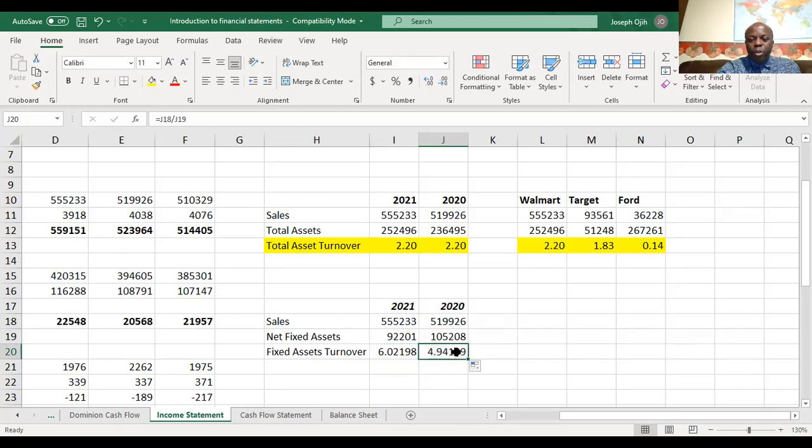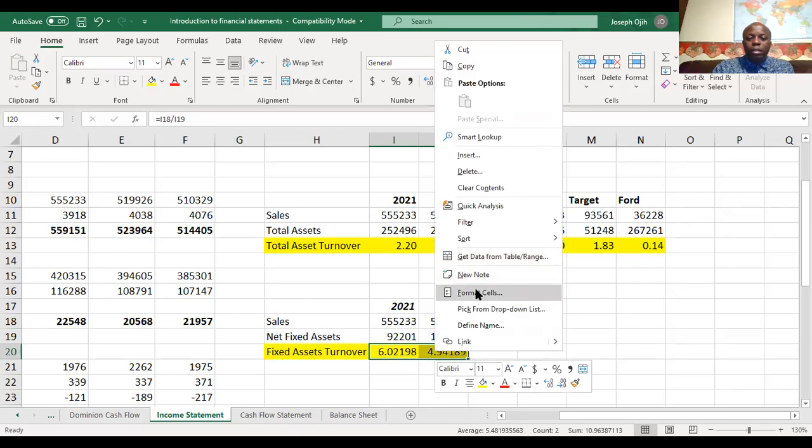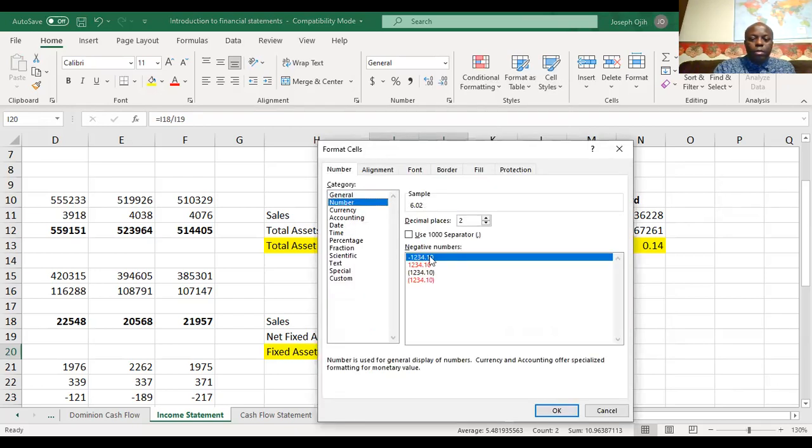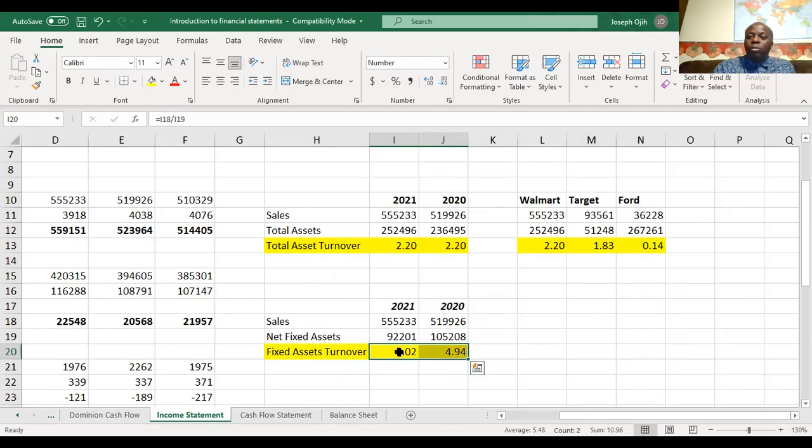You can see that there's an improvement. Walmart this year, I'm going to highlight it so you can see it properly. This year, 2020, was 4.94. That means Walmart generated $4.94 for each dollar they invested in fixed assets. Now, in the current year, we are not even halfway gone. It has so far generated $6.02. Let me make them 2 decimal places. Okay, all right. $6 so far for each dollar it invested in fixed assets.